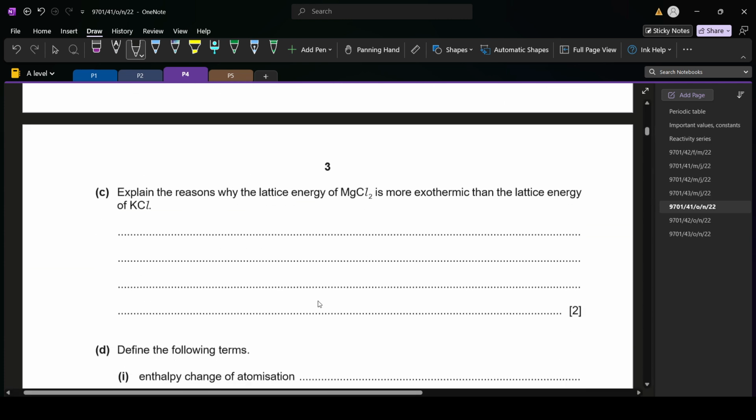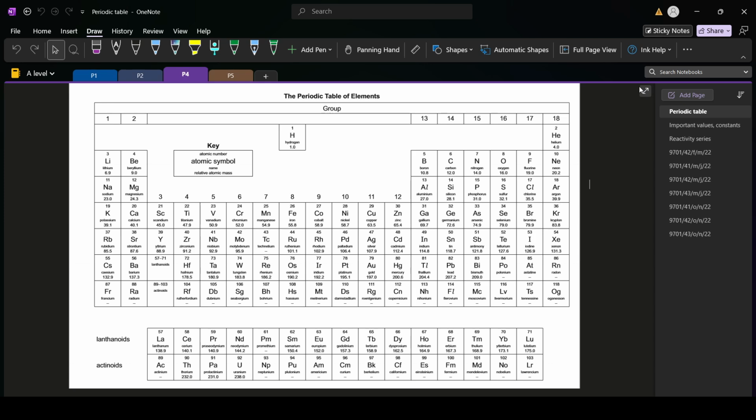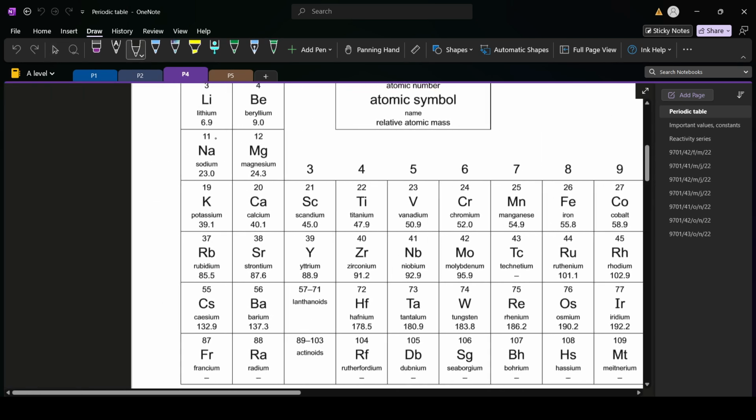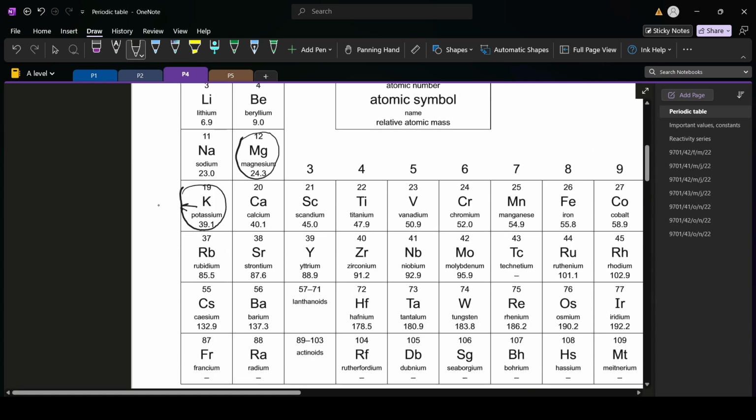Moving towards the next part, C. Explain the reasons why the lattice energy of magnesium chloride is more exothermic than the lattice energy of potassium chloride. If you see in the periodic table, this is magnesium and this is potassium. There are more shells in potassium because potassium is in the fourth period, 1, 2, 3, 4, and magnesium is in the third period, so it will have three shells of electrons.